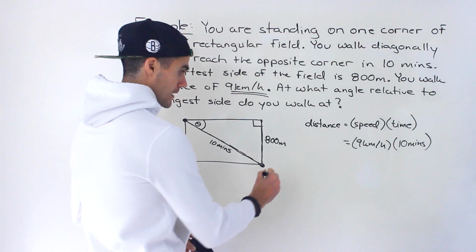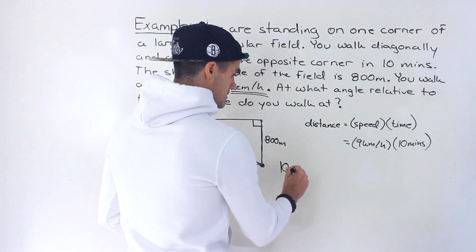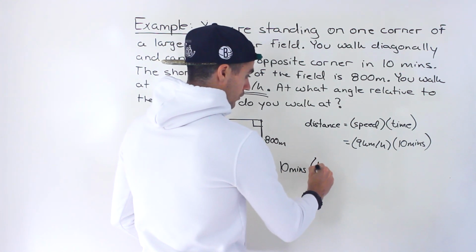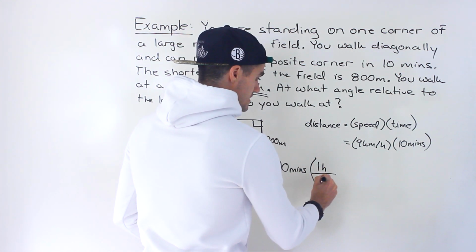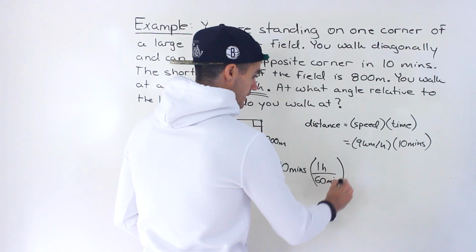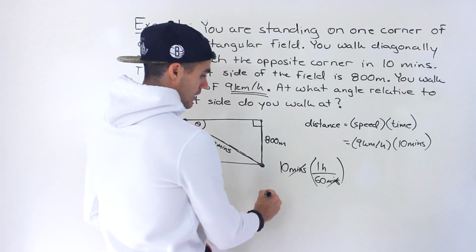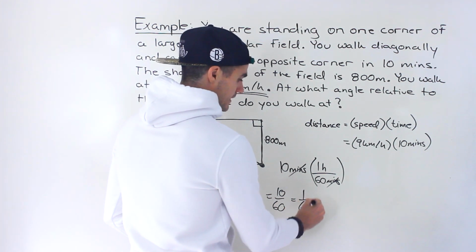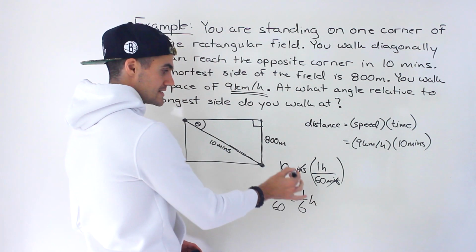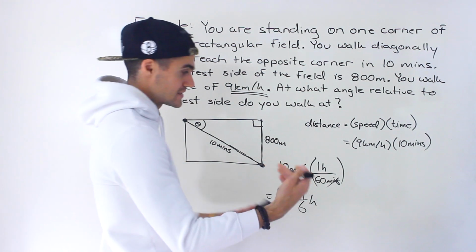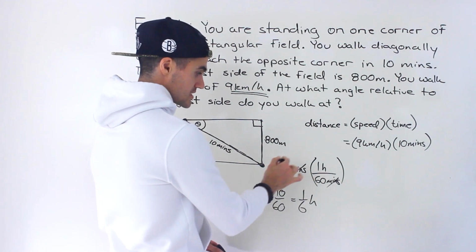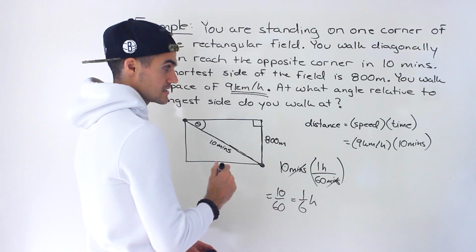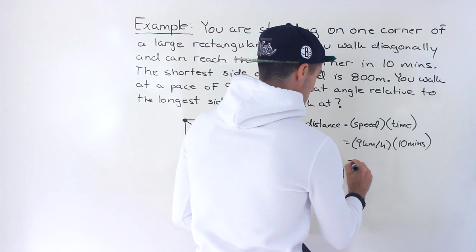I think I'm going to convert the minutes into hours. So 10 minutes, we would multiply this by what? Well, there's 1 hour per 60 minutes, like that. So then the minutes cancel out, and we'd end up with 10 over 60, which gives us 1/6 of an hour. 10 minutes is the same as 1/6 of an hour because there are 6 10-minute periods in an hour. 6 times 10 gives us 60.